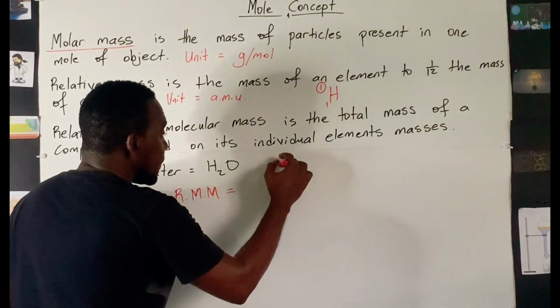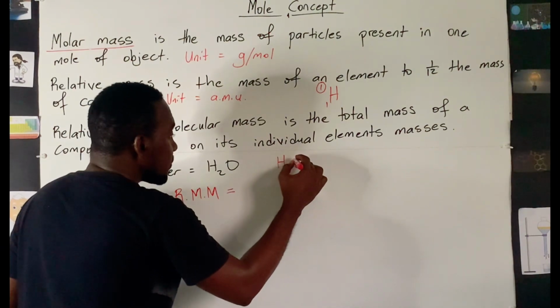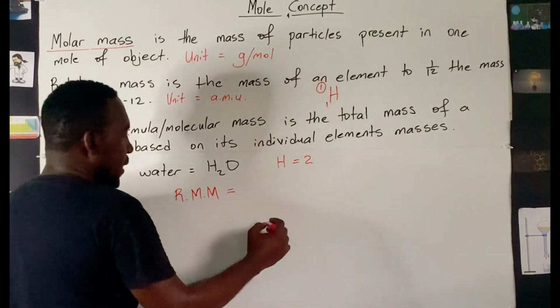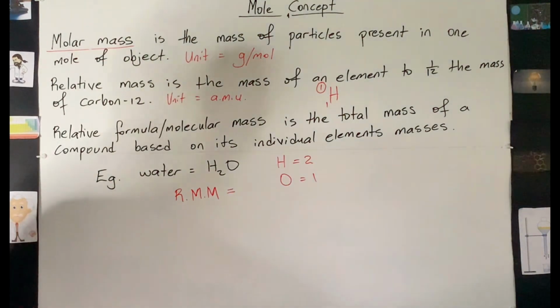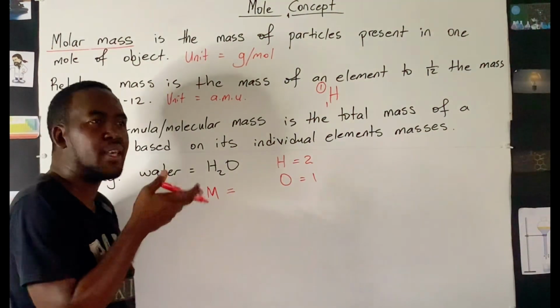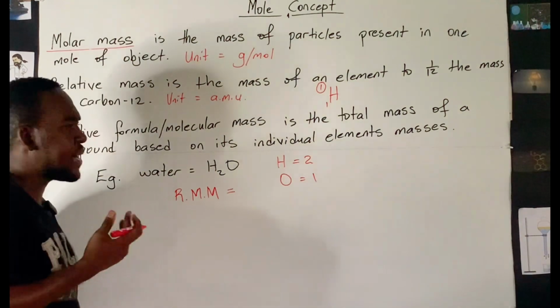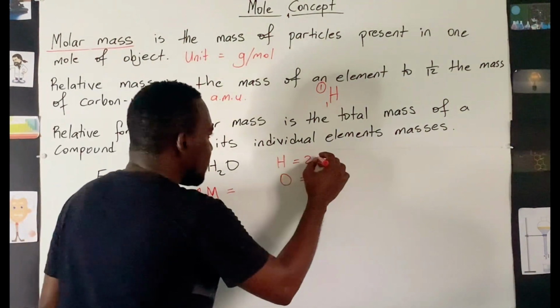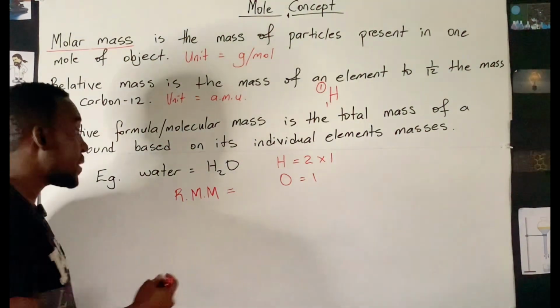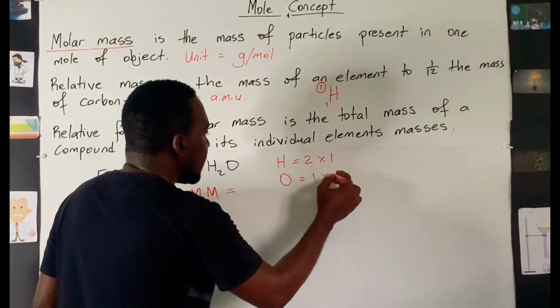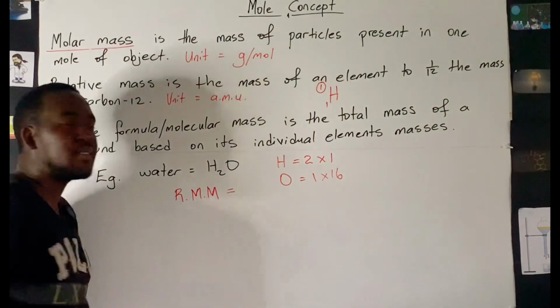So therefore we know that there are 2 hydrogens and there is just 1 oxygen. The next step is we look at our periodic table and we see what's the mass of hydrogen, and we know the mass of hydrogen is just 1. Then we look again, what's the mass of oxygen, and we see that the mass of oxygen is 16.